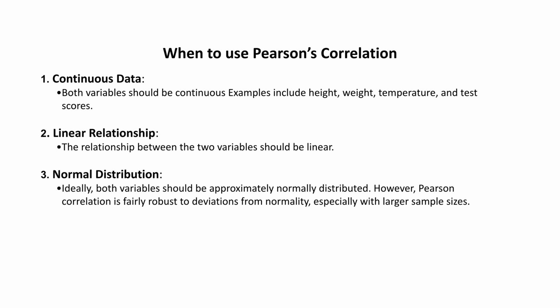Finally, a normal distribution is recommended. A normal distribution means that the data follows a bell-shaped curve, where most values are clustered around the average with fewer extreme values on either side.